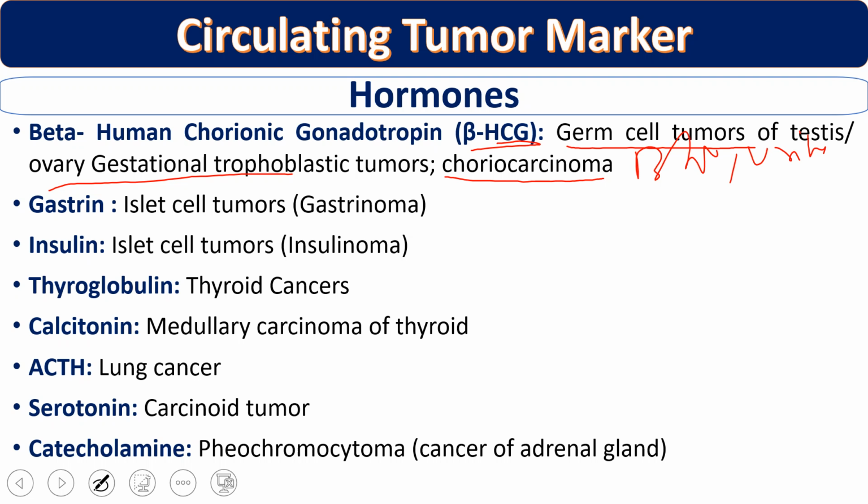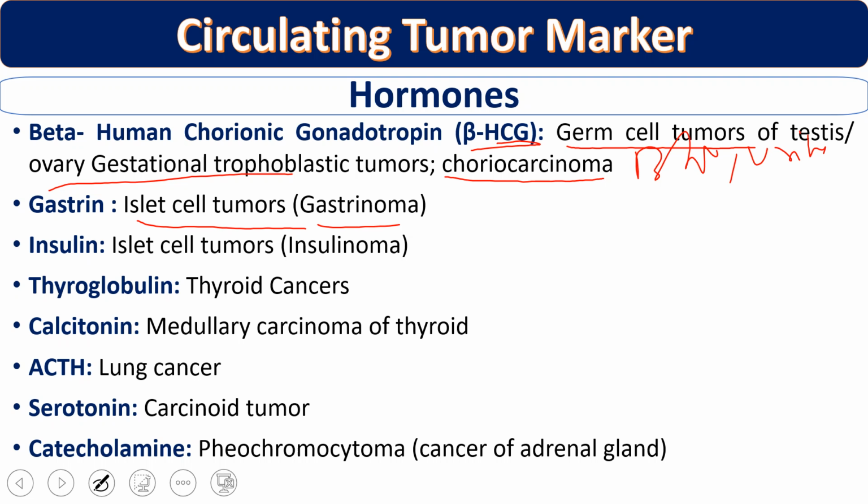Gastrin is normally produced by gastric cells. Gastrin also works as a tumor marker, and it is associated with islet cell tumor, specifically gastrinoma.